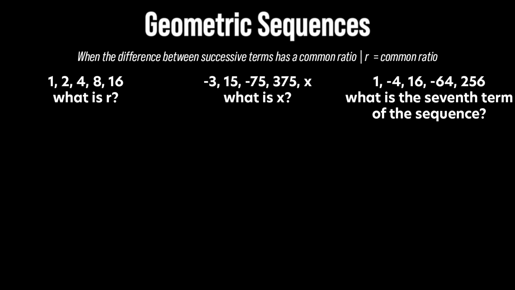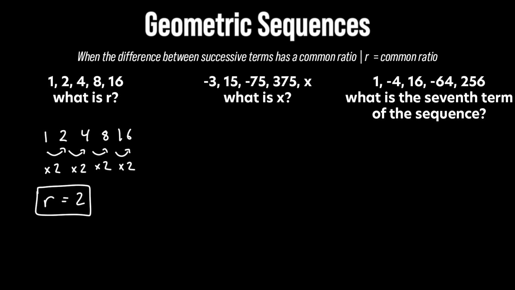Let's try to figure out what the ratio is between the successive terms. So if we have 1, 2, 4, 8, and 16, for all these problems, the ratio is something that you multiply the first number by to get its successive term. So what do you multiply 1 by to get 2? Well, you multiply it by 2. And so we see that this is actually the ratio. You multiply by 2 at each step, and you get the next number. Therefore, the value of r is 2.